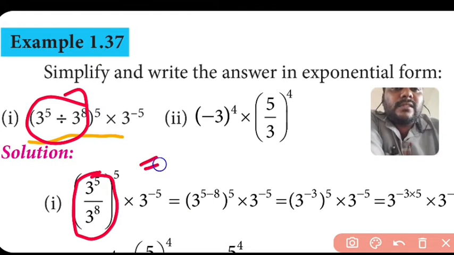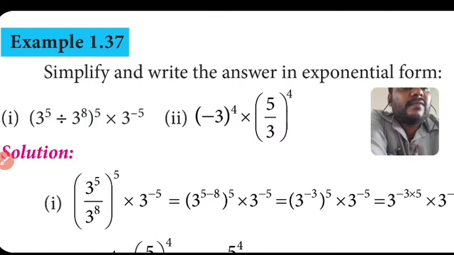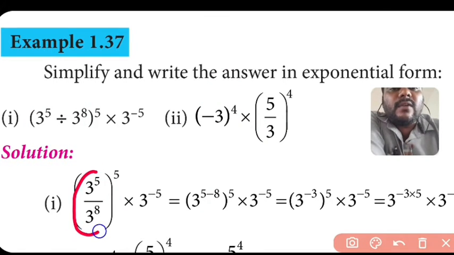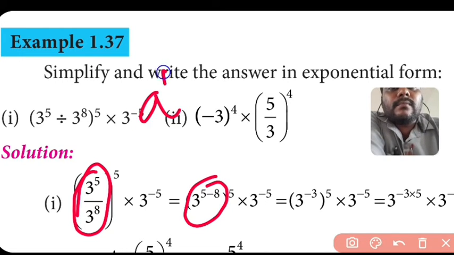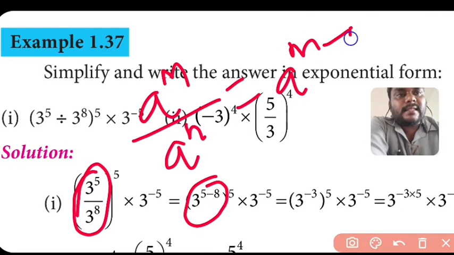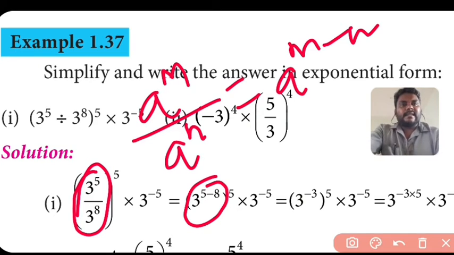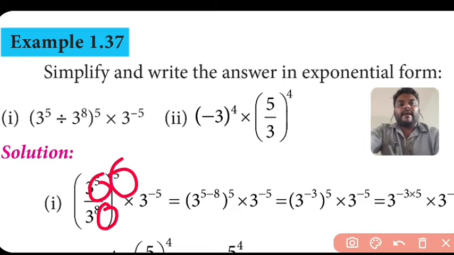So this becomes (3 power 5 divided by 3 power 8) whole power 5. First I am going to use the quotient law: a power m divided by a power n equals a power m minus n. So here I used the quotient law: (3 power 5 minus 8) whole power 5 into 3 power minus 5.